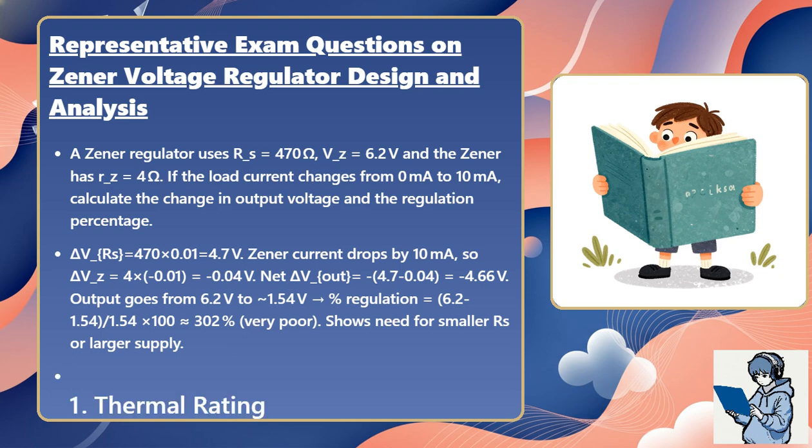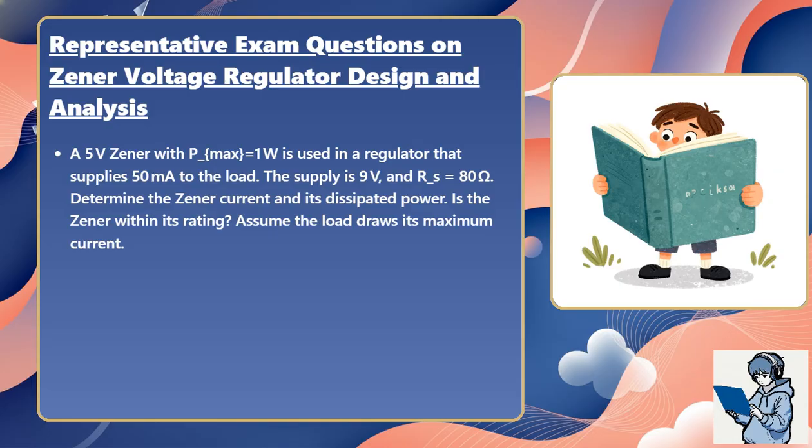4. Thermal ratings. A 5-volt Zener with P max equals 1 watt is used in a regulator that supplies 50 milliamps to the load. The supply is 9 volts and R sub S equals 80 ohms. Determine the Zener current and its dissipated power. Is the Zener within its rating? Assume the load draws its maximum current.